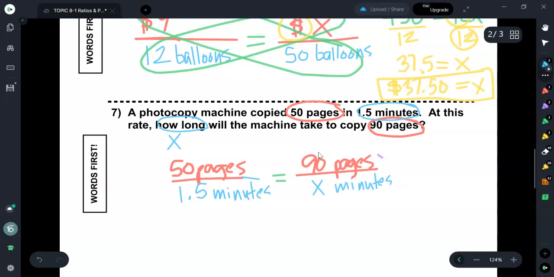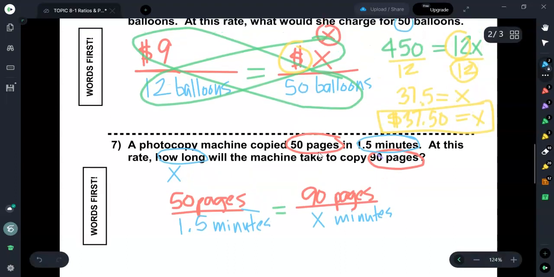So you see how I've actually compared these, right? So at the top, remember, let's go back up to the top. $9 was 12 balloons. So how many dollars was 50 balloons? Now, could I have written that the other way? Could I have written 12 balloons on top and $9 on the bottom? Sure, as long as on this side I wrote 50 balloons on the top and x dollars on the bottom. Remember I told you line them up. Pages should be across from pages and minutes should be across from minutes.